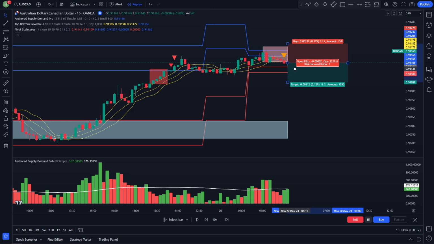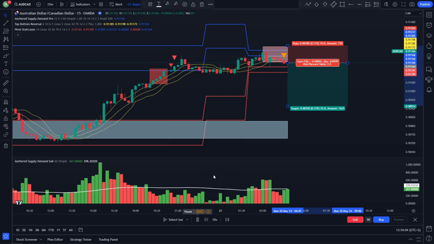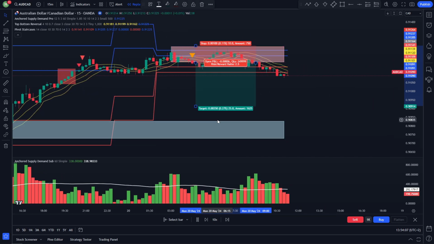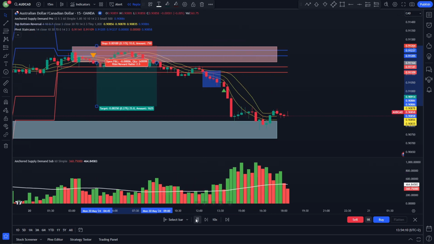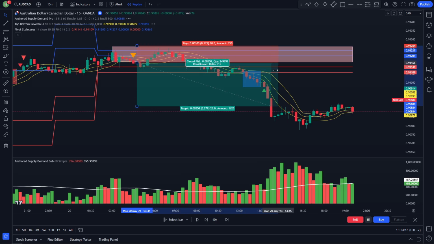For the sell trade, I will place my stop loss a couple of points above the anchored supply zone and aim for 2.5 times the return. For this example, my stop loss will be set at 10 pips just above the anchored supply zone and my take profit target will be set at 25 pips. By using the anchored supply and demand, top-bottom reversal and pivot staircases indicators, we can precisely identify optimal trade opportunities and manage risk effectively. Remember to consistently follow the setup rules and criteria we've outlined to enhance your trading success.